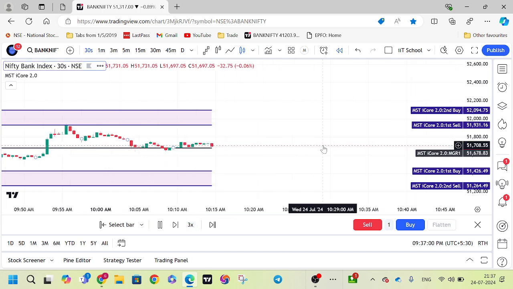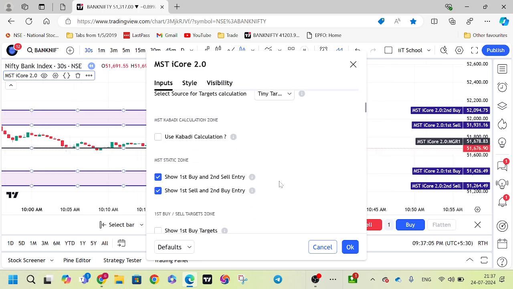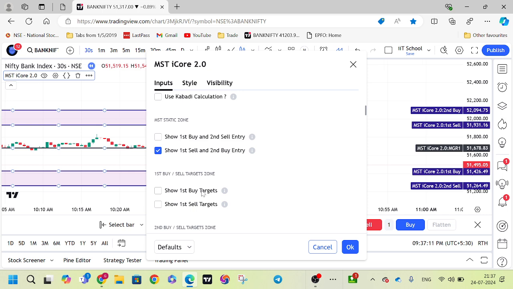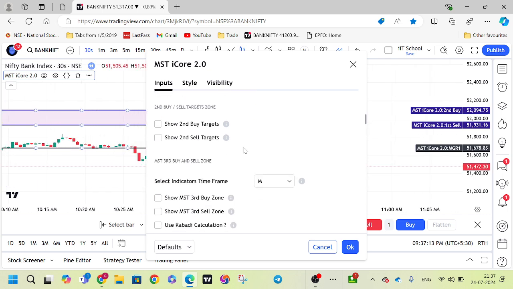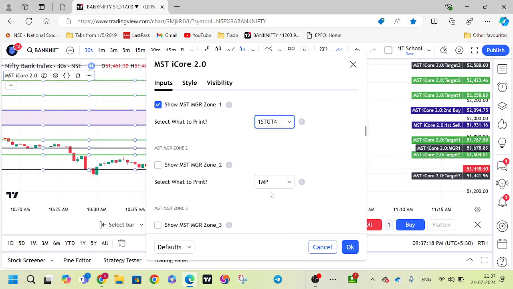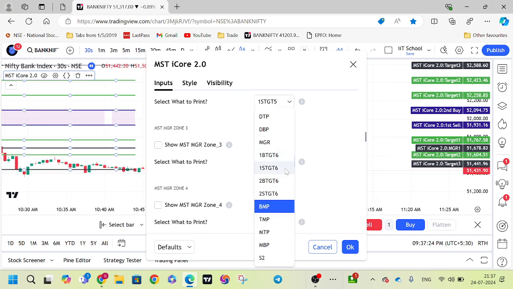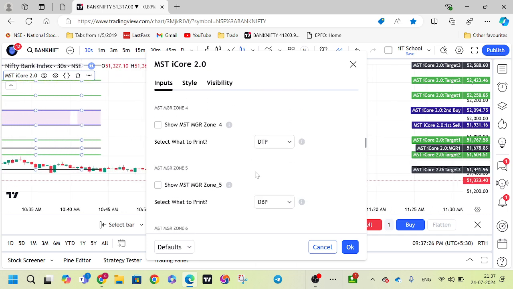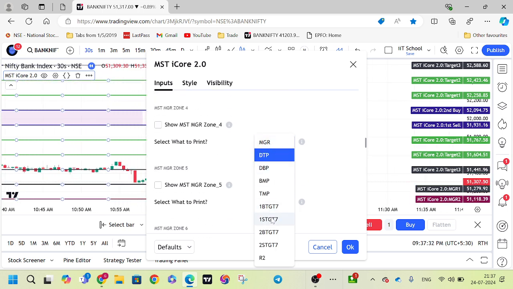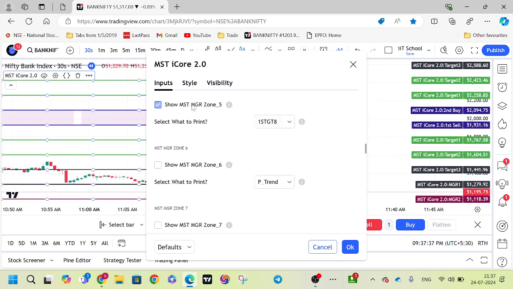So now once sell or buy is activated, what we are supposed to do: go to the settings of the indicator, scroll down. Since sell activated, I am going to remove the first buy entry and I will enable the first sell target. I will enable second buy targets. Here I will enable the extra targets, like I can enable 1, 2, 3, 4 something. So up to 8 targets we have given here. If you want extra targets, you can add them according to your wish. So now I have enabled up to 8 targets.